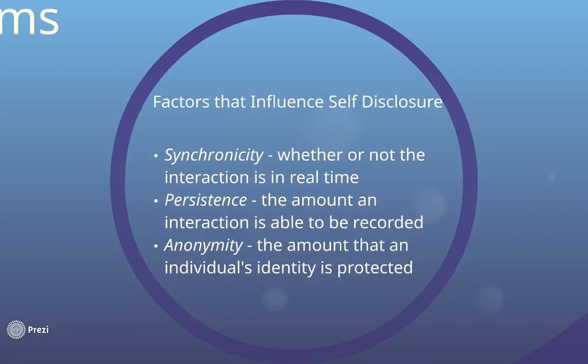These three factors are synchronicity, whether or not the interaction is in real time; persistence, which is the amount an interaction is able to be recorded. So for instance, an instant message might disappear once the conversation log is closed, but an email is stored for a while. And anonymity, the amount that an individual's identity is protected.